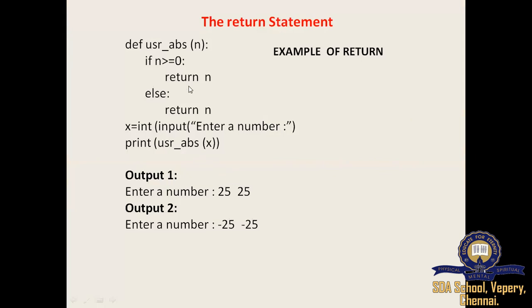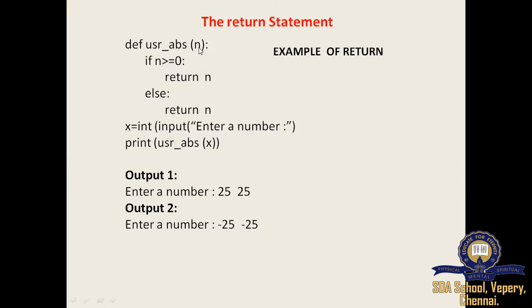to find out a positive number and a negative number. The name of the function is usr_abs, and I'm passing an argument x. The value of x is being substituted to parameter n. If the parameter value is greater than or equal to 0, I return n. Else, I return -n. See, here both the things are totally different.